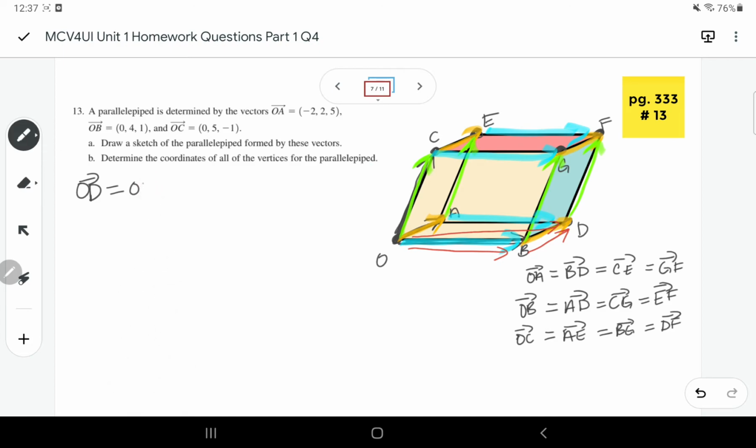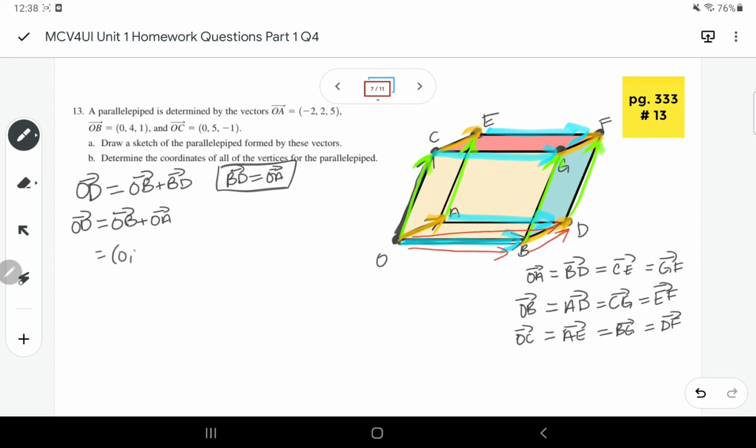So OD is OB plus BD. And I know what OB is. OB is 0, 4, 1. I don't know what BD is, but I do know that BD is equal to OA. So that's kind of what I recognize from my list of all the equal vectors. So I'm going to say that OD is OB plus OA, because those two I know both of.